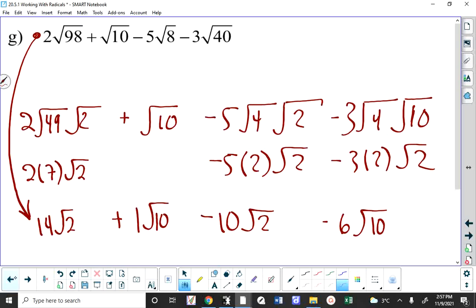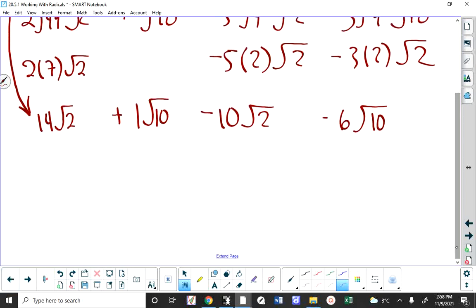So we end up with root 10's and root 2's. Let's see. 14 root 2 minus 10 root 2 is 4 root 2. 1 root 10 minus 6 root 10 is negative 5 root 10. And that's the answer.